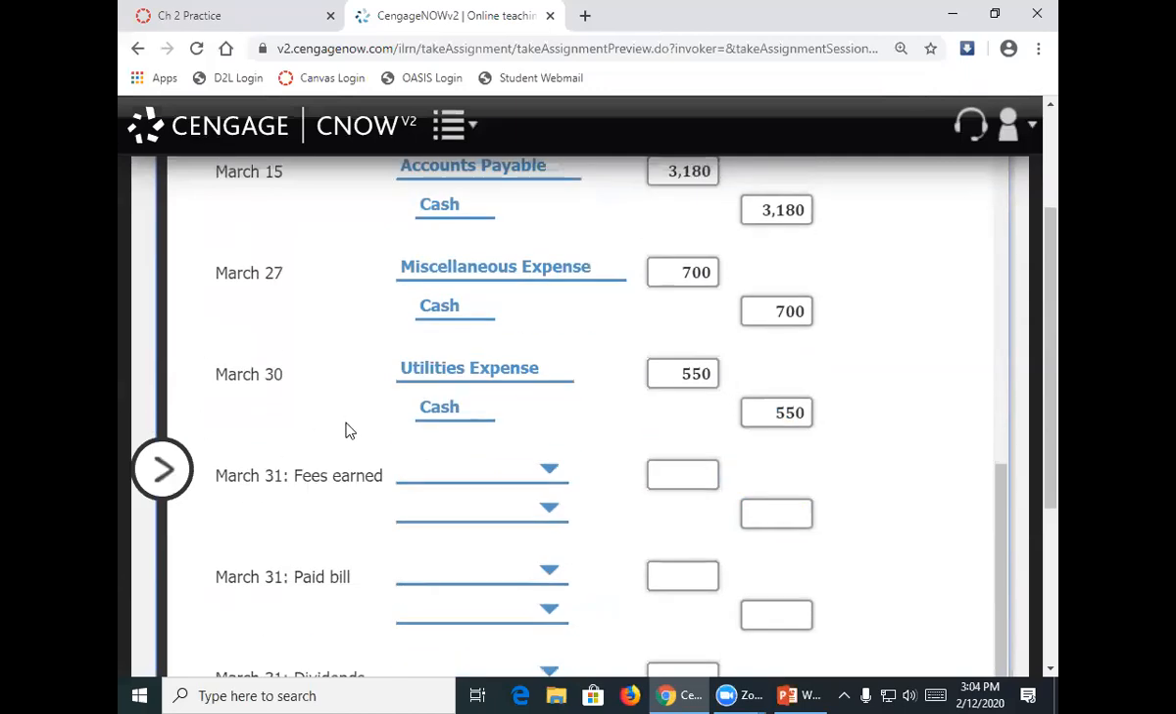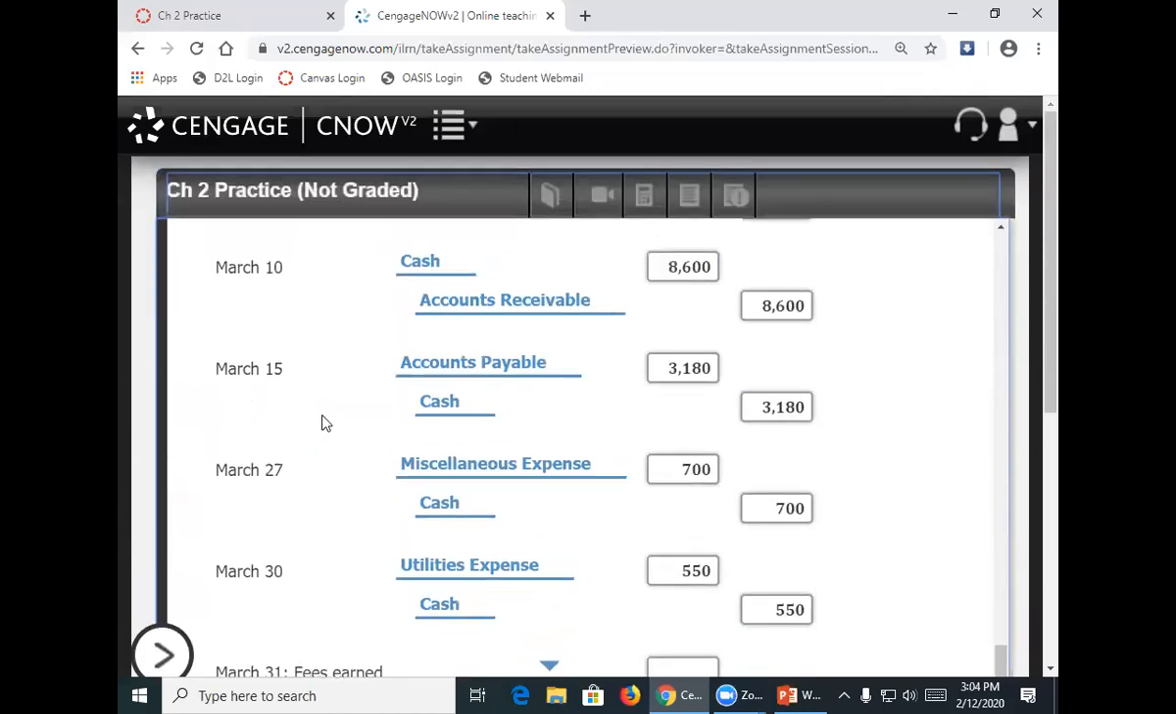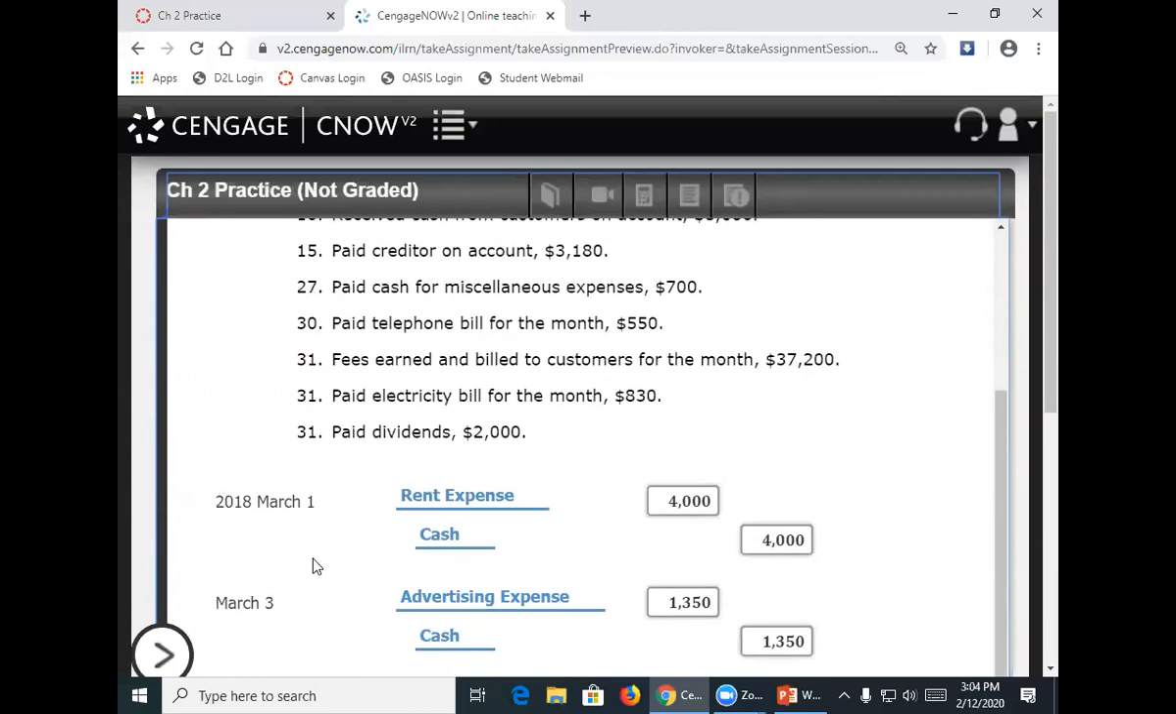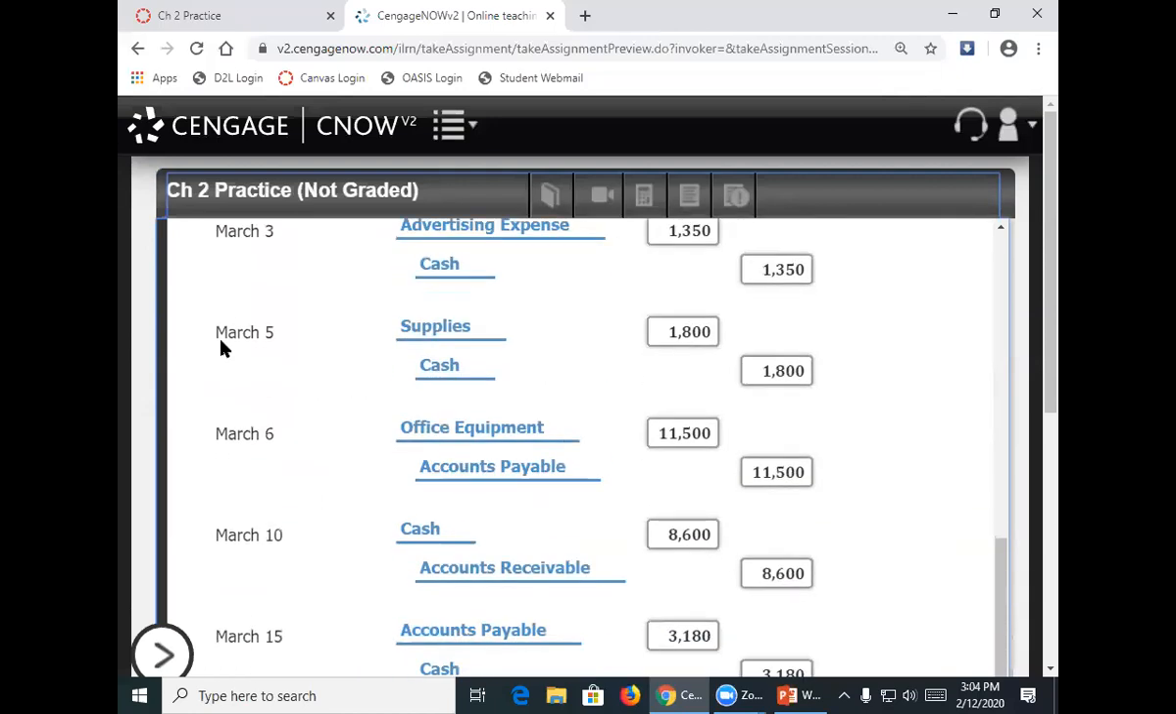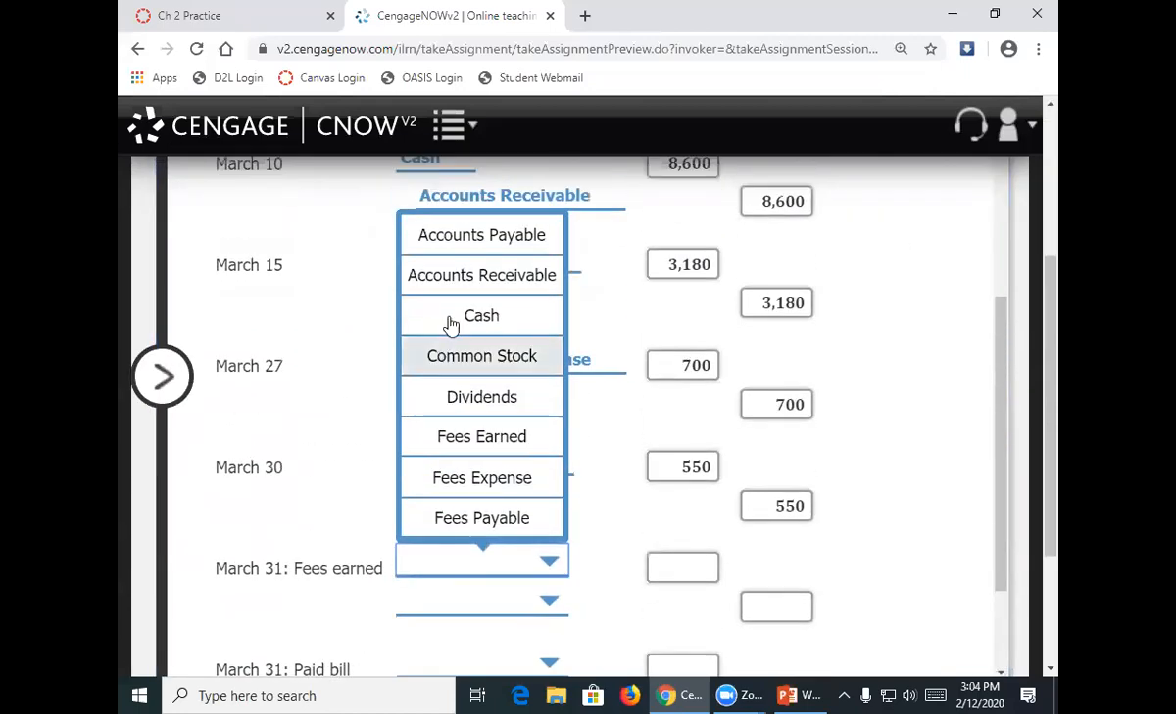Okay, we'll finish this up and then we'll be done for the day. So 3 more, all on the 31st. 31st, fees earned and billed to customers, 37,200. What two accounts? Receivable debited, and fees earned credited. Very good. In other words, we invoiced customers for services performed. So they owe us money. When customers owe us money, that's accounts receivable, which is an asset. So our asset, accounts receivable, is increasing.